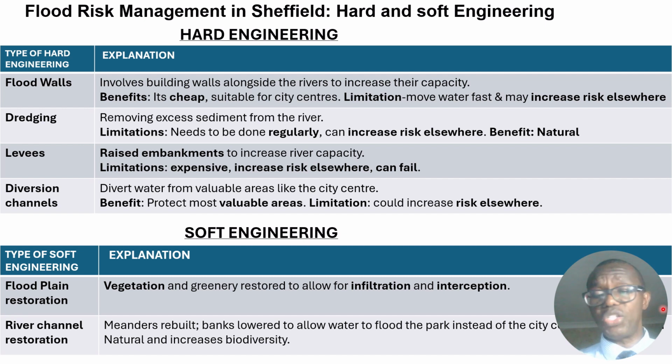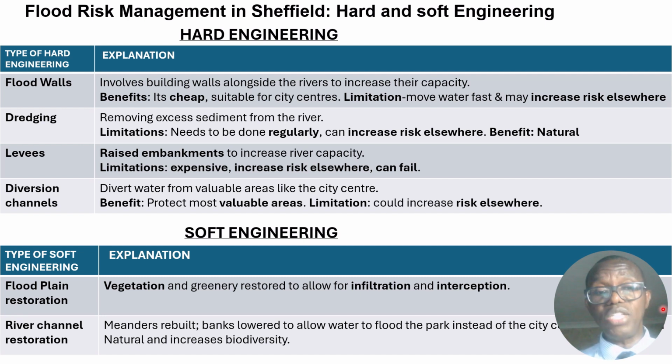Then the second type of hard engineering is dredging, and dredging is where you dig up the excess sediment that is in the river and remove it so as to increase again the holding capacity of the river. Again, the limitation here is that it needs to be done fairly regularly because sediment will keep on accumulating year on year. So you're likely to need to do it every year to ensure that the holding capacity of the river is at a good level so that the river does not flood. And again, the limitation here is that it's likely to increase flood risk elsewhere because the river will be flowing a lot faster and a lot smoother.